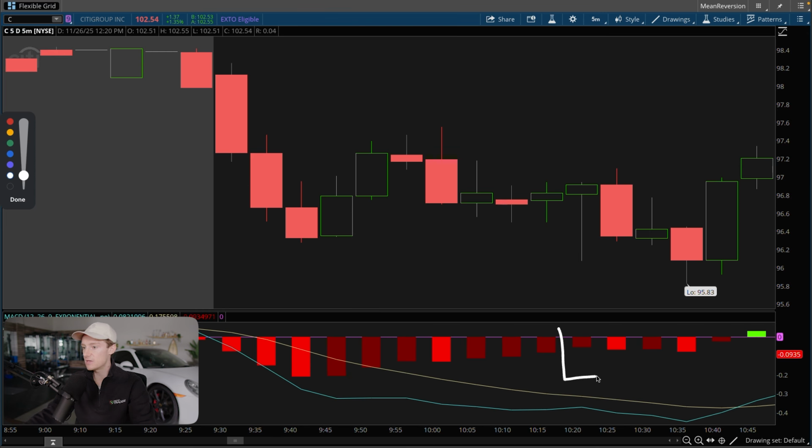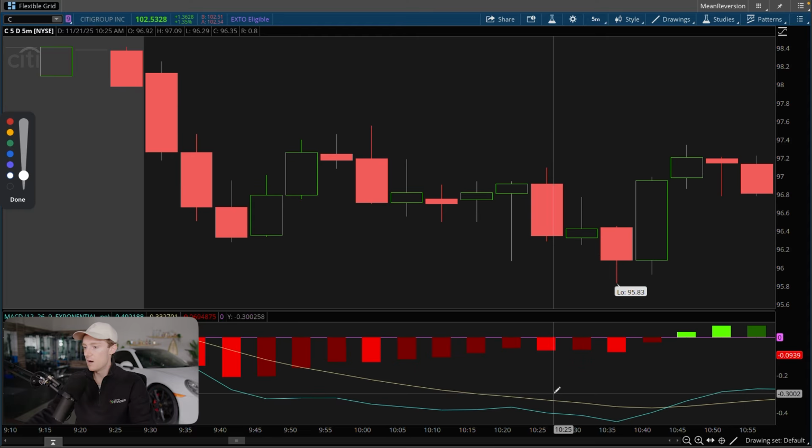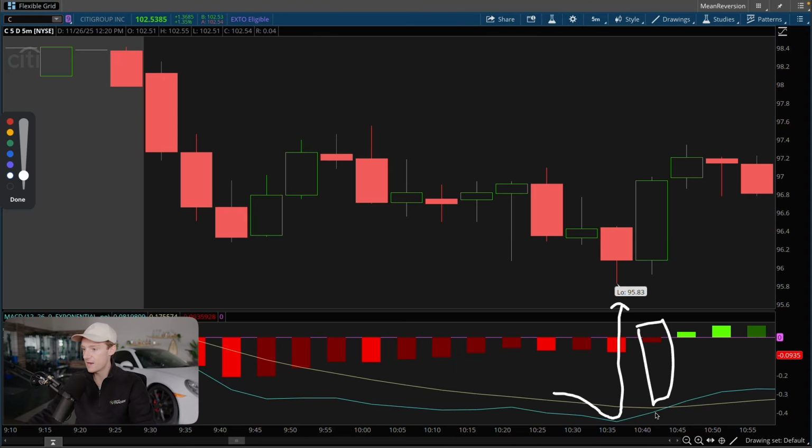But it's notable because we were actually never in the green. So we never saw a green bar. They actually didn't come together. They didn't touch. They didn't converge up until right after we actually formed low of day. And there's our exit signal. Let's lock in profit on that short.